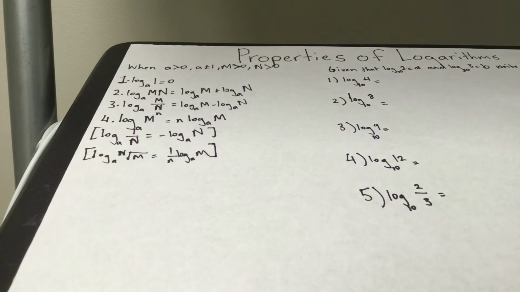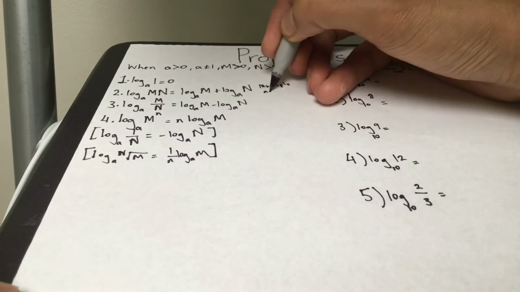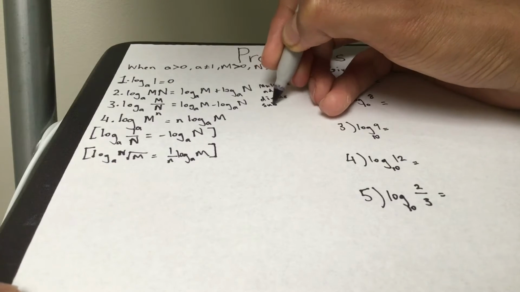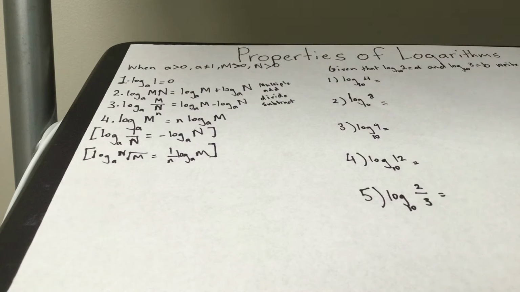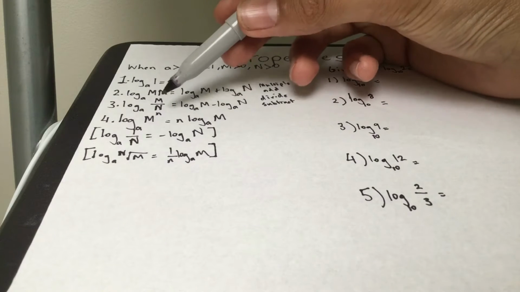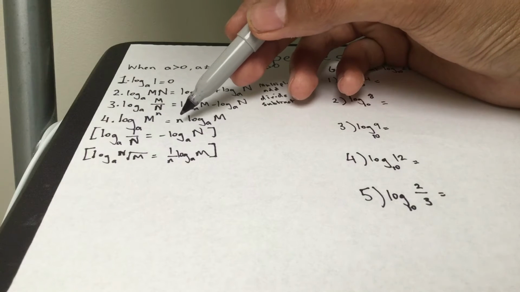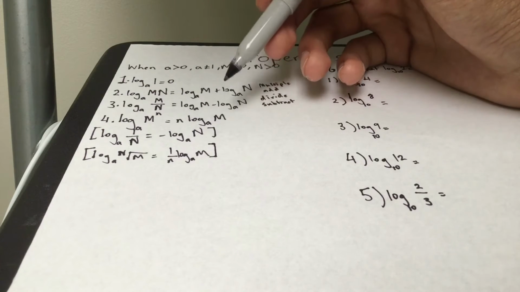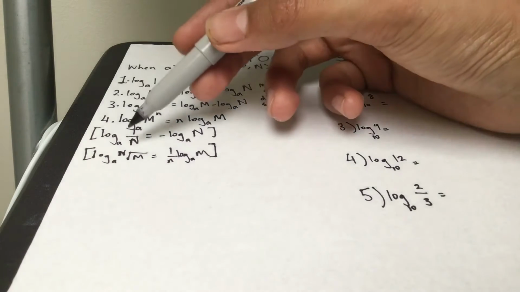So when we multiply, you add, and when you divide, you subtract. Number 4 is an important rule that we need to know so we can solve the equations on the right hand side over here. Our exponent that's been raised, we take it out and put it at the front. So n, lowercase n, and then we leave log a, and then M, whatever our value is.